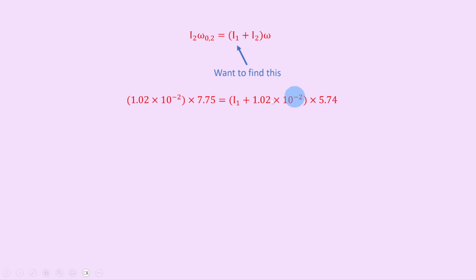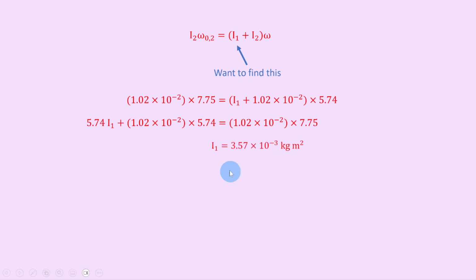Now expanding this right hand side and then swapping the sides, it becomes 5.74 I1 plus 1.02 times 10 to the minus 2 times 5.74 is equal to 1.02 times 10 to the minus 2 times 7.75. And then to simplify this, you could do the right hand side in your calculator first, and then subtract this part here, and then divide both sides by 5.74 to get I1 on its own. And if you do that in your calculator, you should get an answer of I1 equals 3.57 times 10 to the minus 3 kilogram meter squared.